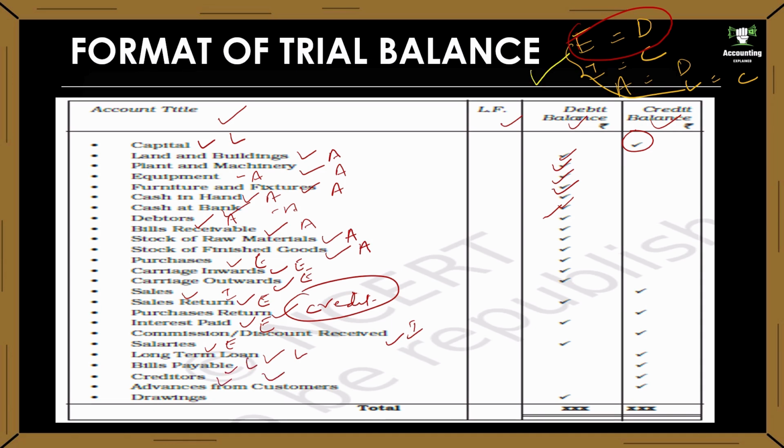Creditors, liability, credit balance. Advance from customers. When you receive advance from your customers, you are liable to supply them goods in the future. Again, it's treated as a liability, so it will have a credit balance. Drawings. Drawings are the amount withdrawn personally by the owner of the business for his personal use. It's the opposite of capital, so it will have a debit balance. It is treated as an asset. It will have a debit balance.